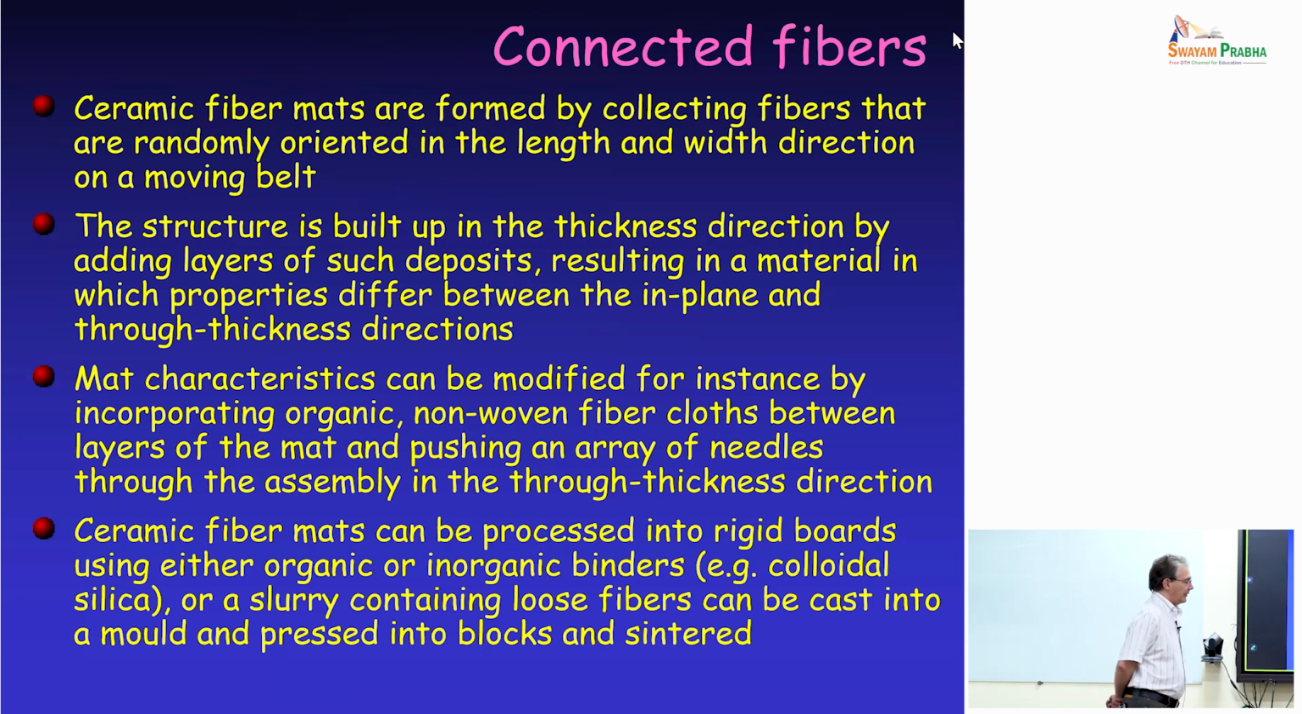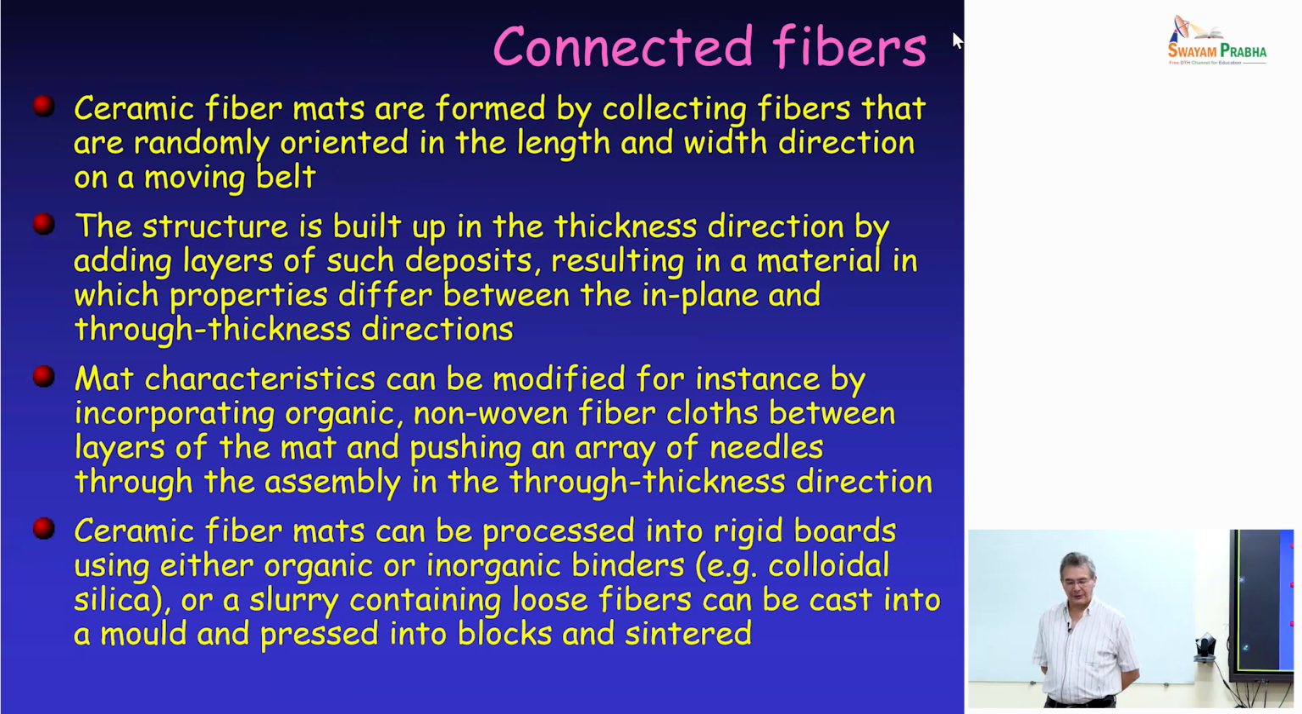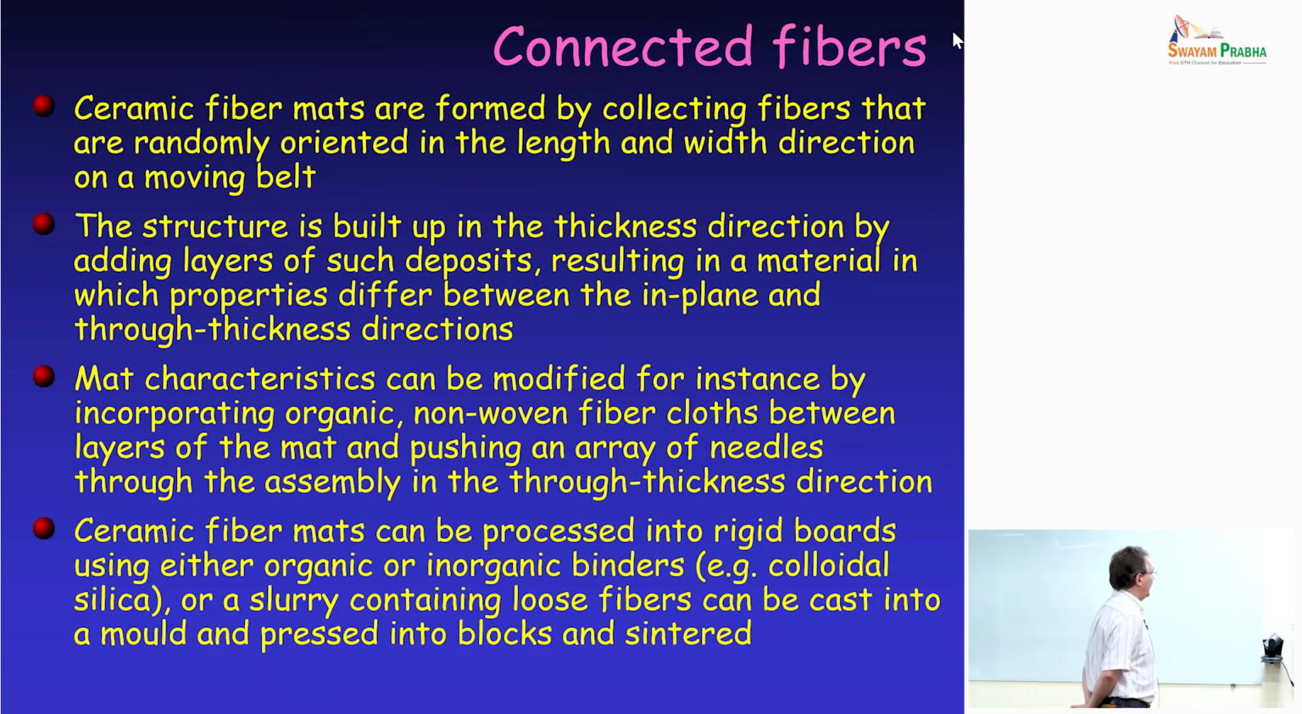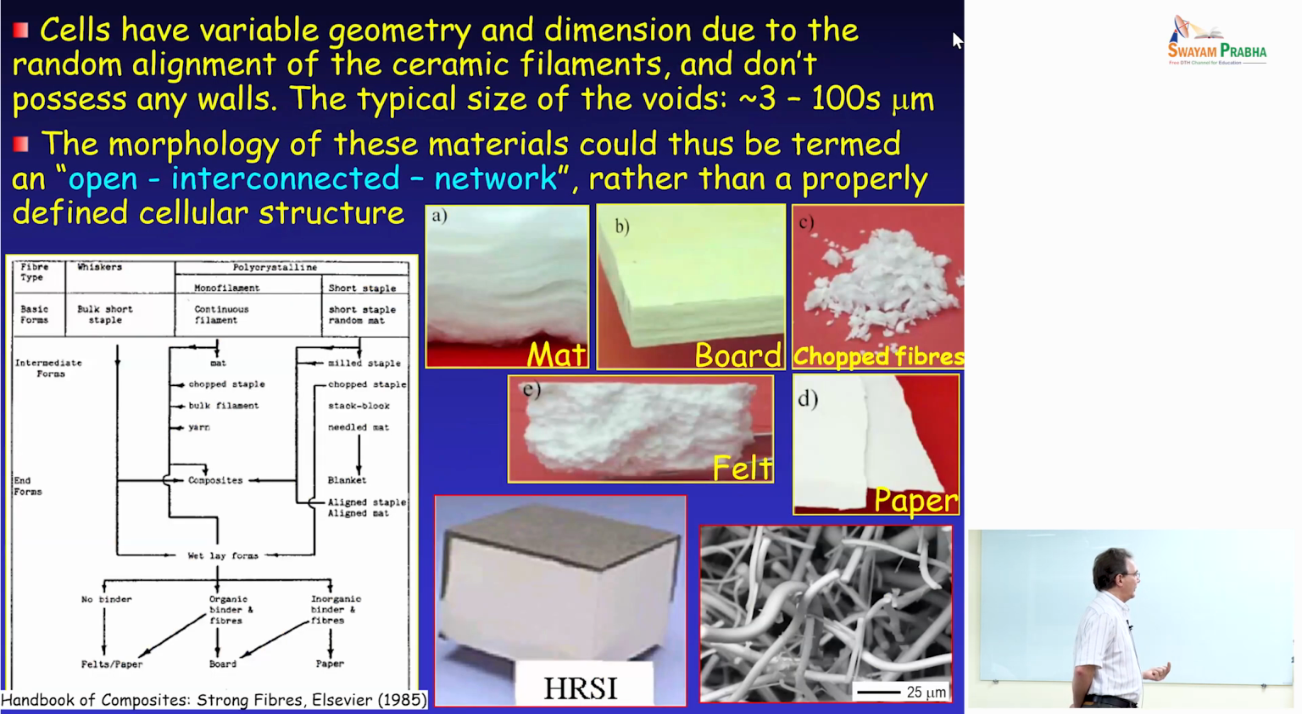If you have a fiber mat, you can have a very large volume of porosity, and you can form the mat by collecting the fibers that are randomly oriented in the length and width direction on a moving belt. Then you have issues in terms of the bonding strength if you lay up different fiber mats, but they can be stitched to provide rigidity also in the vertical direction.